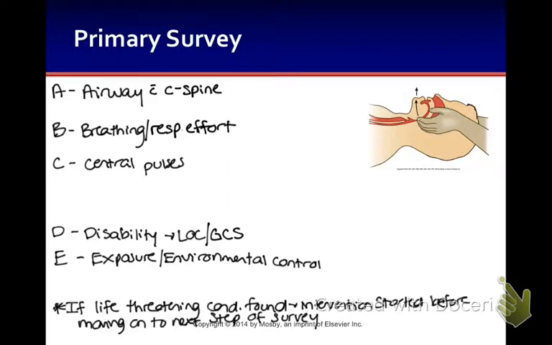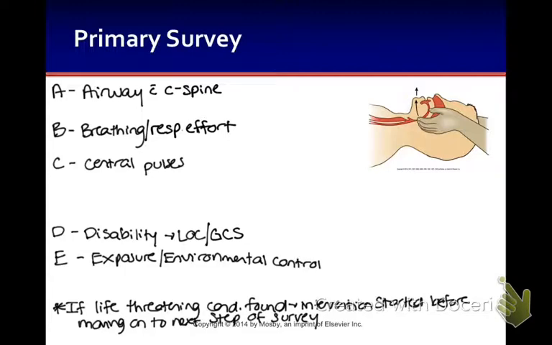If at any time a life-threatening condition is found, an intervention is started before moving on to the next step of the survey. So if, for example, right away at airway, we notice the patient's airway is compromised, we are going to go ahead and get an airway before we go on. If we get through A and B and C, and then all of a sudden at central pulses, we come across a weak, thready pulse, or we notice that the patient is losing blood, we're going to go ahead and apply pressure to that area to stop the bleeding or to start fluid so that we can get good pulses.